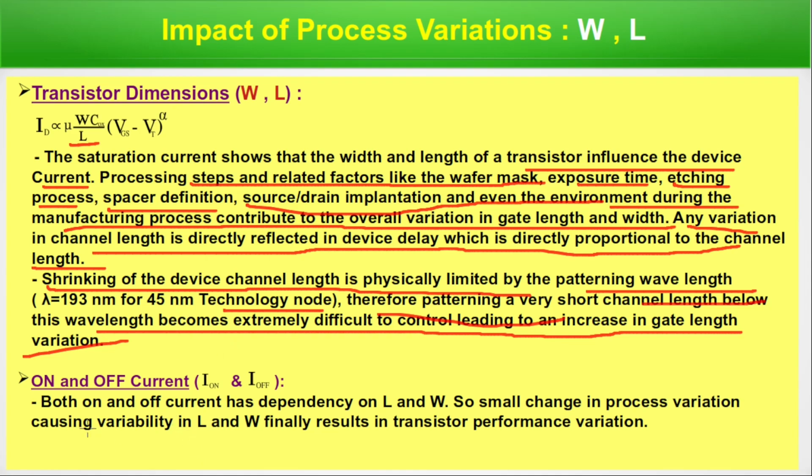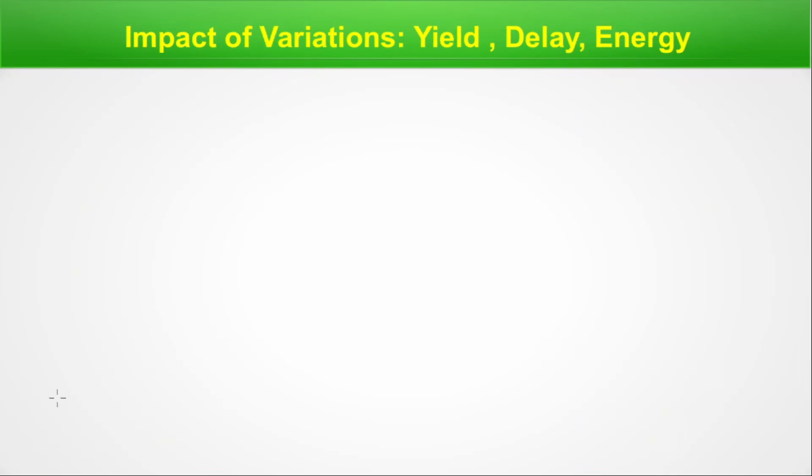On and off current. From this current we can easily understand that W and L are always related to the current. So both on and off current have dependency on L and W. So a small change in process variation causing variability in L and W finally results in transistor performance variation. If transistor dimension changes, since I on and I off, the on and off current, have a dependency on these dimensions L and W, definitely that will change. So I on and I off are also impacted by process variability. We are done with this slide. Let's move to the next slide.